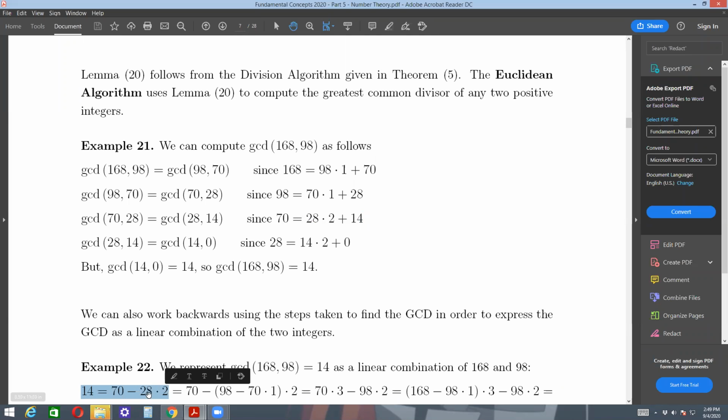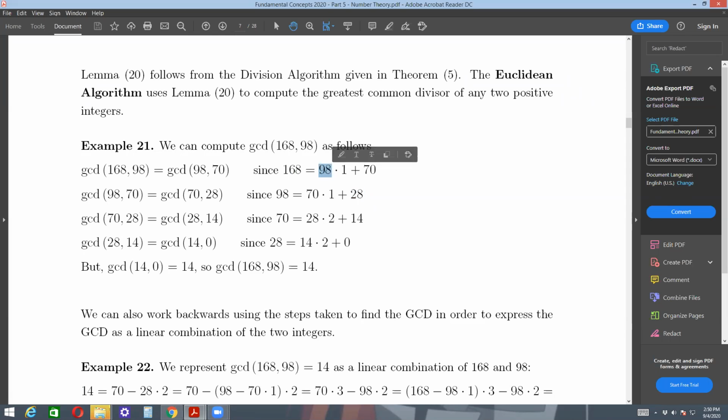Then this 28, I'm going to go up to the equation above and write that 28 in terms of these two expressions. So 28 is 98 minus 70. I don't need to write it times 1. I just put it there so you'll see that it comes from the equation. Then you go up again and say, okay, 70 is this minus this, and you basically do that. Be careful when you're simplifying, because it's easy to simplify some of these things, but you don't want to oversimplify because the idea is you must have these two numbers in the end.